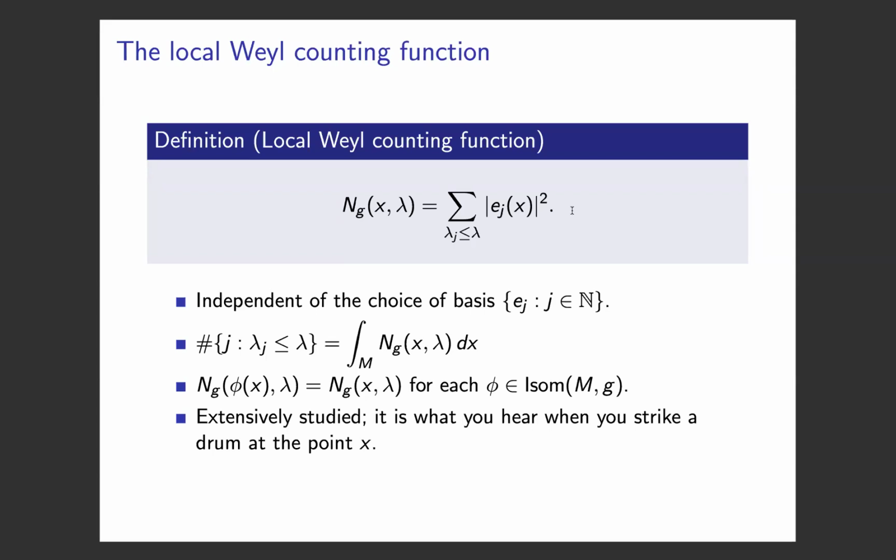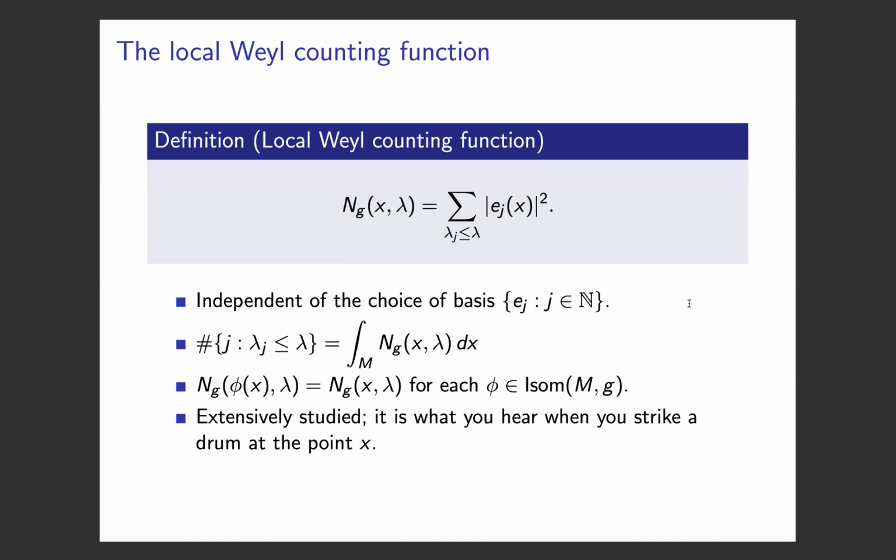For example, the way that we prove the standard Weyl law is actually first by obtaining asymptotics for the local counting function and then integrating that over the manifold. These are orthonormal, so if you integrate over the manifold, you're going to pick up 1 for each eigenfunction. Oh yeah, that's in the second bullet point.